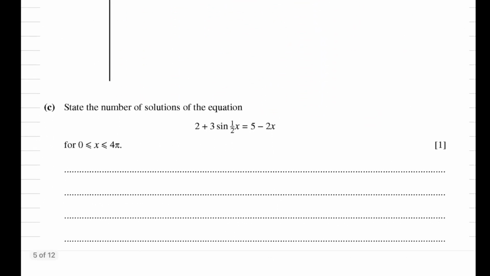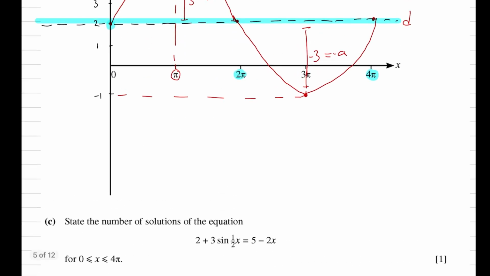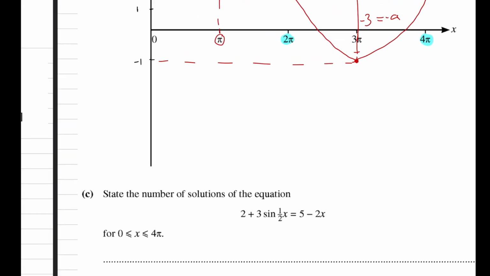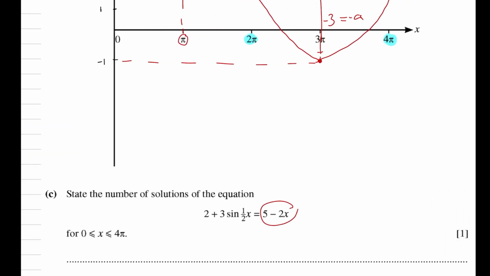State the number of solutions of the equation 2 plus 3 sine half x equals 5 minus 2x. Now, because we want to find the number of solutions, we don't want to find the solutions, but just the number of solutions. You can know it from the intersection between the graph and the line. So first thing first, let's draw a line, which is 5 minus 2x. So let's draw y equals 5 minus 2x.